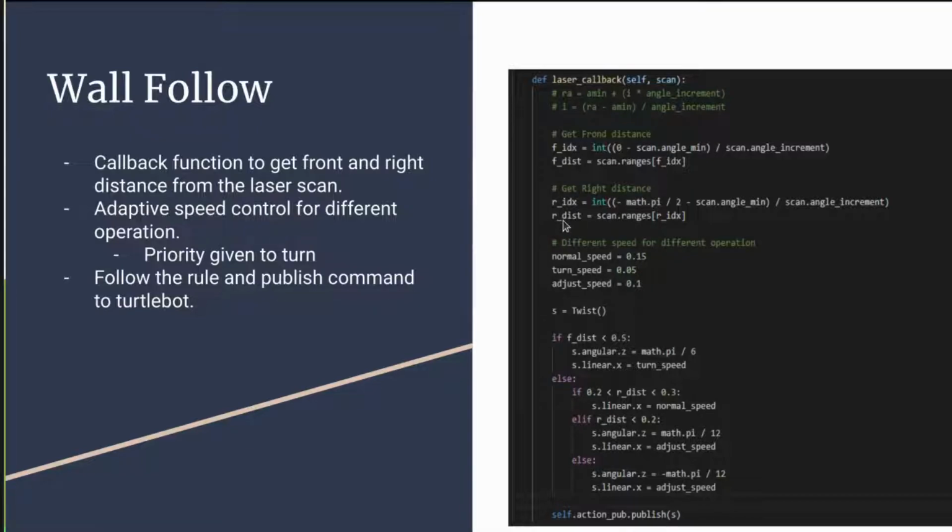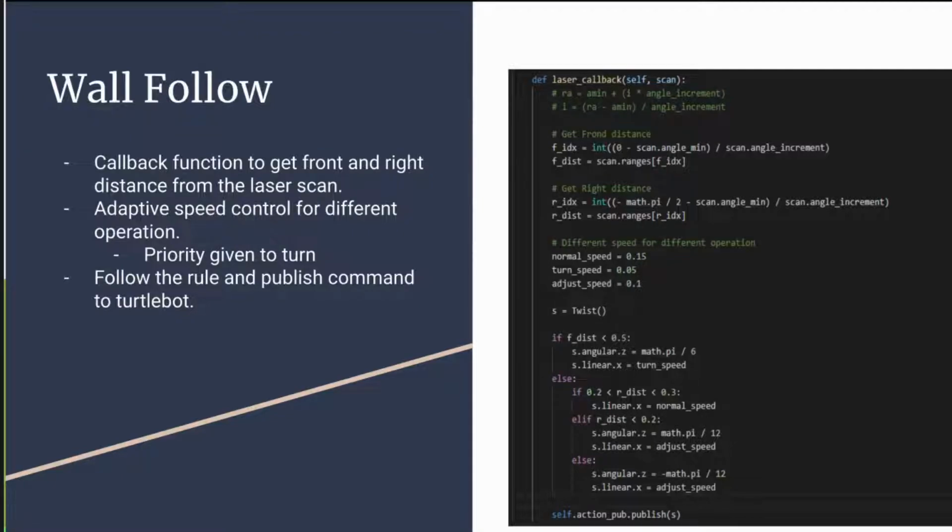And after that, I set an adaptive speed control for different operations, as the robot is gonna do adjustment if it's leaving the wall. It should be staying in the range between 0.2 and 0.3. If it left its track, we're gonna adjust the speed at different levels. There's a normal speed when it's between 0.2 and 0.3, that's gonna maintain a higher speed. And when we're turning, we're gonna make the turn a priority and slow down a little bit. And for adjusting the robot into the right track, it's also going to a lower speed, but not the lowest.